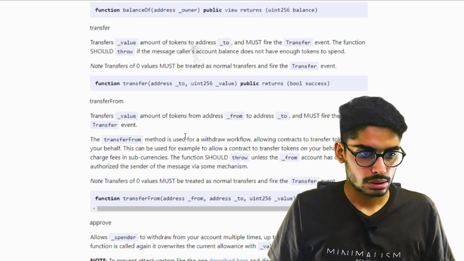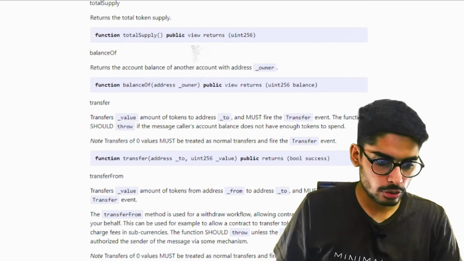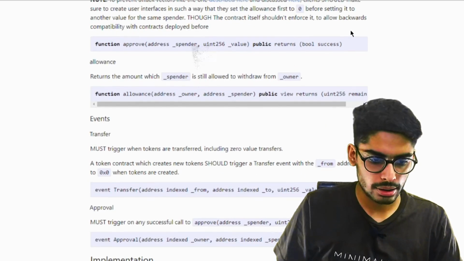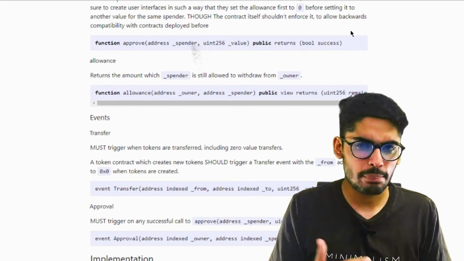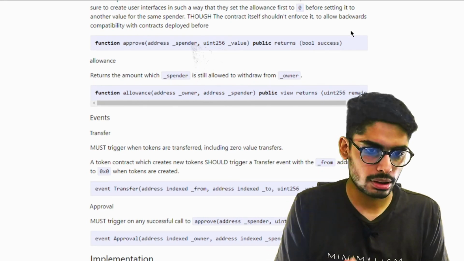Okay. So there are various functions. We will write these functions step by step, and we will keep looking into them.